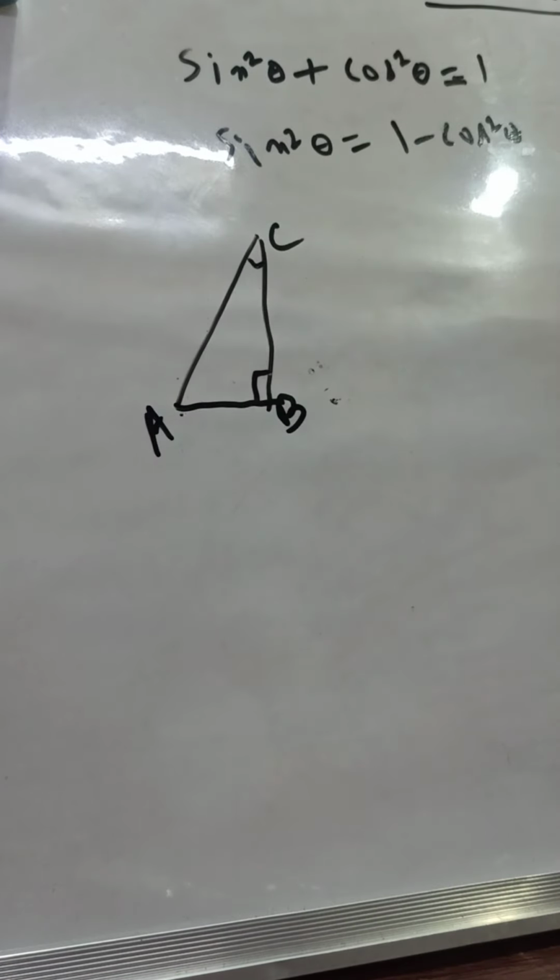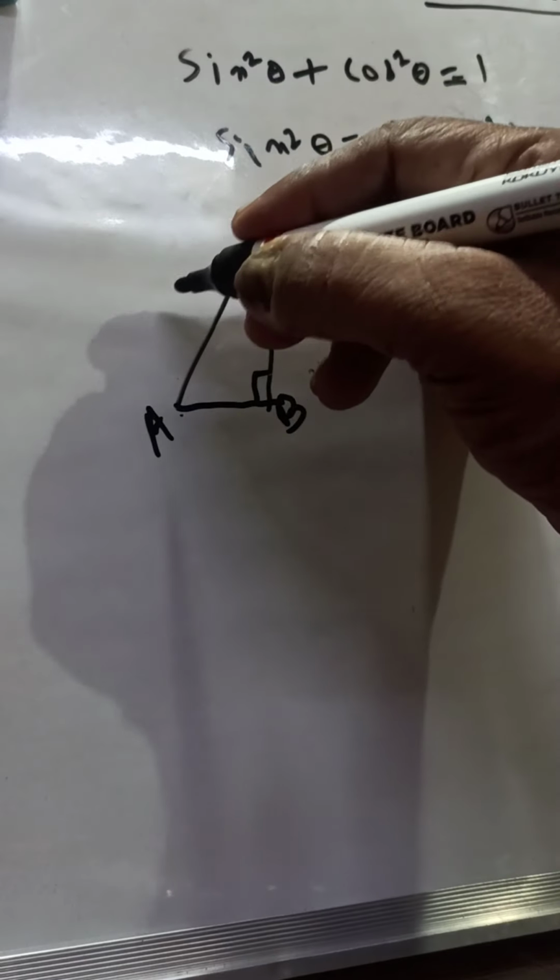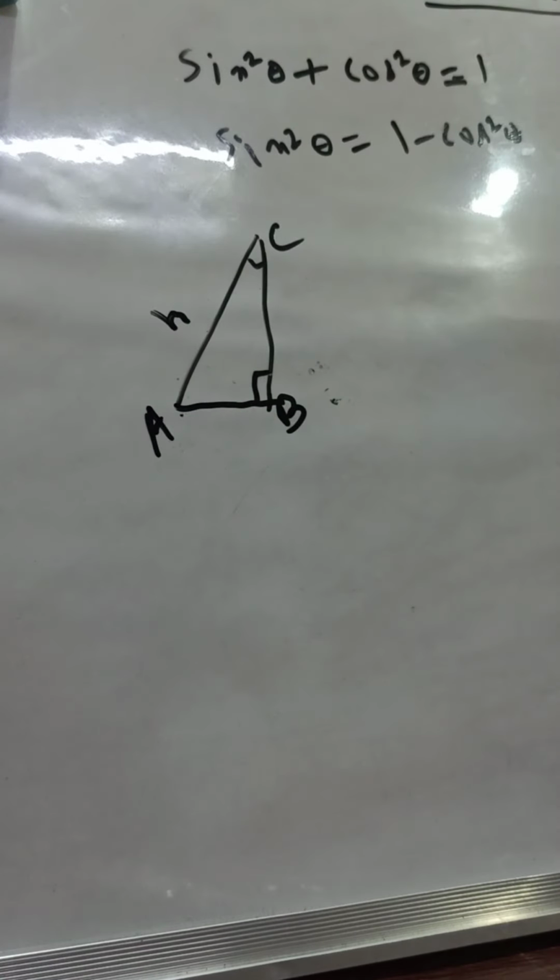Then we will take the trigonometric ratios. These are called trigonometric ratios: sine, cosine, tangent. In the figure, triangle ABC, AC is called the hypotenuse, which we will call small h. Then AB is the base and BC is the perpendicular, and the side adjacent to C is BC.